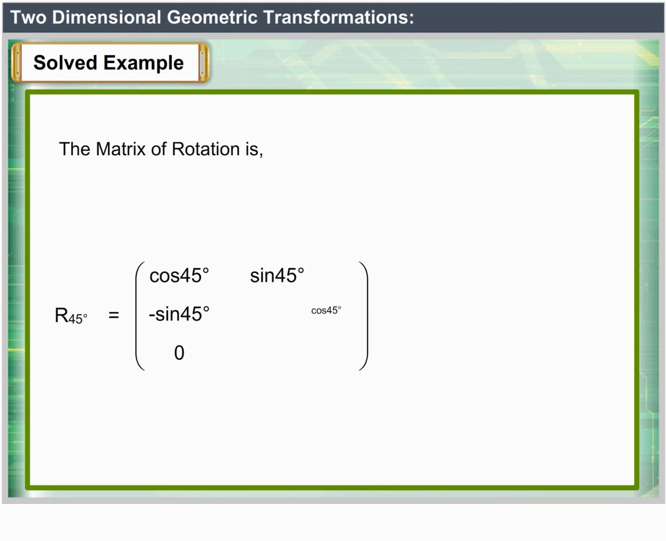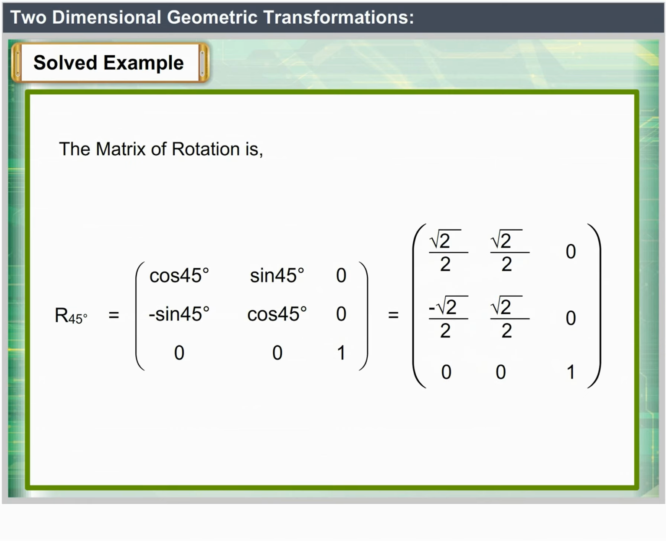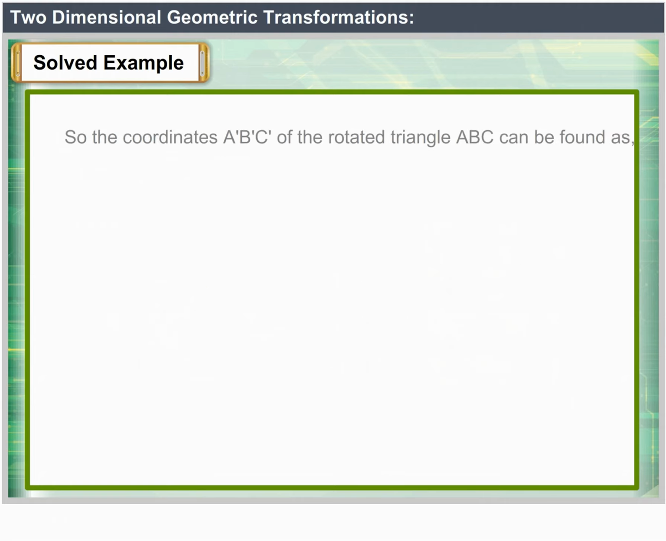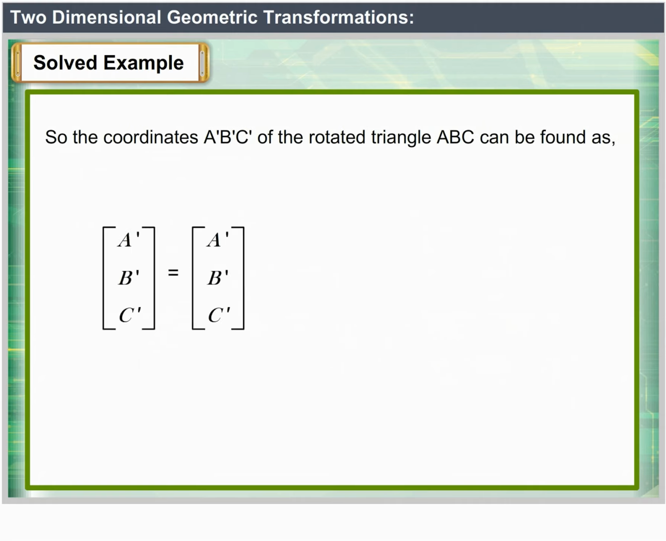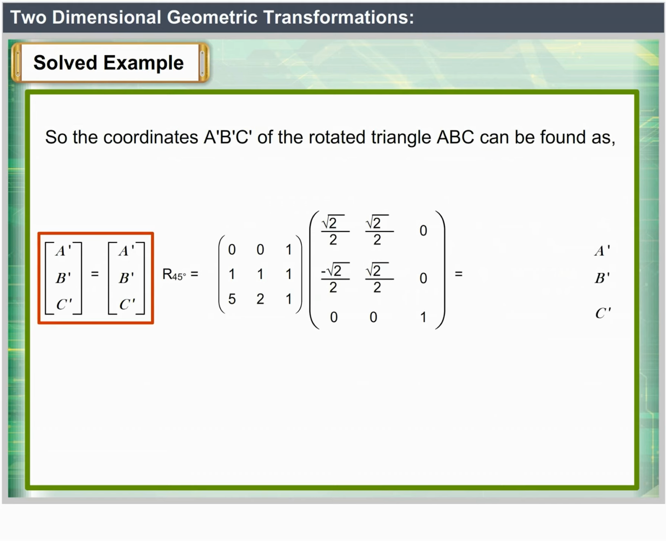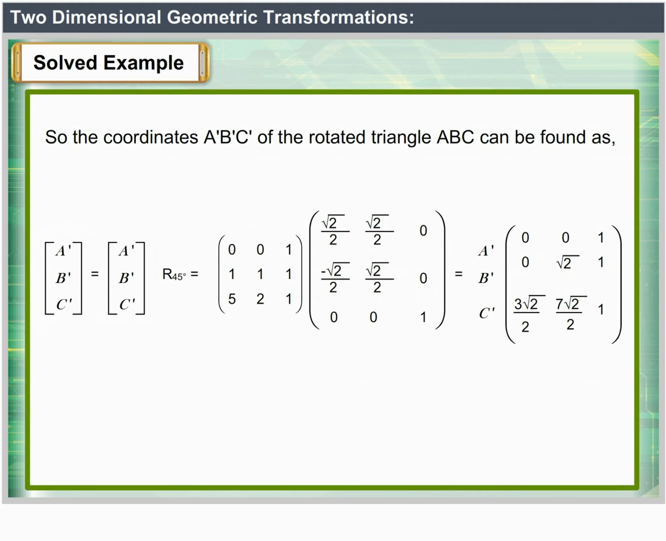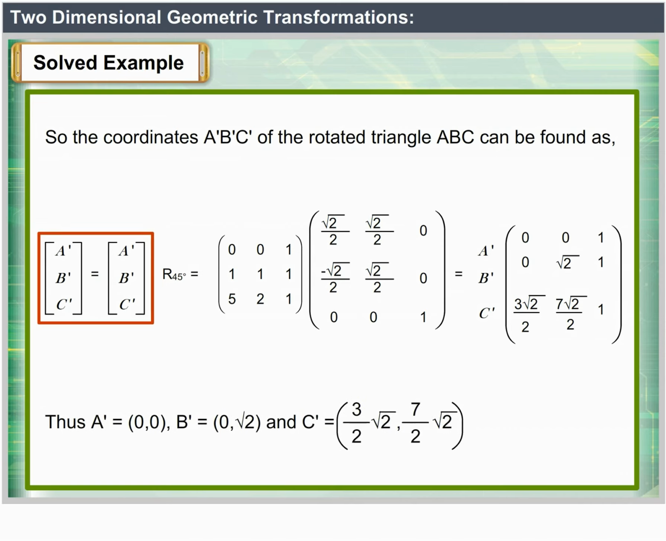So the coordinates of the rotated triangle ABC can be found as A' equals (0, 0), B' equals (0, square root 2), and C' equals (3 square root 2 divided by 2, 7 square root 2 divided by 2).